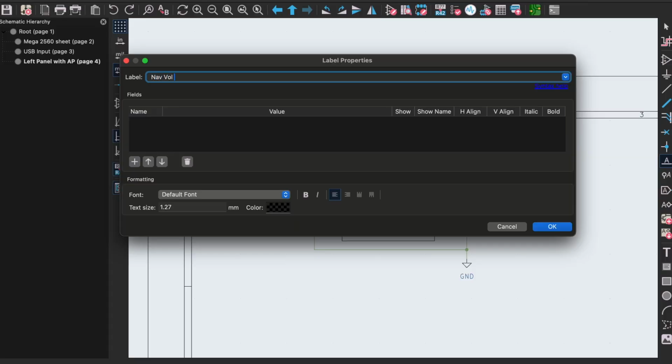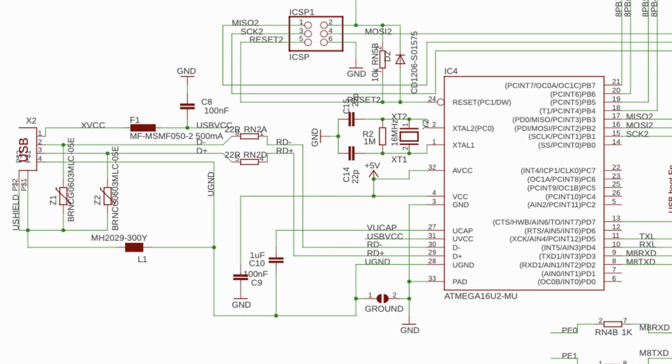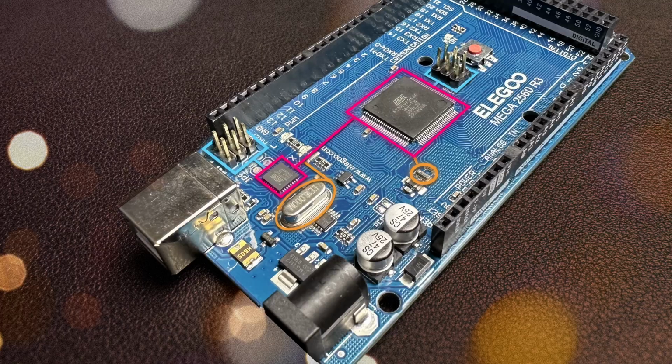Thanks for following along with this walkthrough of my custom G1000 project using the Arduino Mega. We've covered a lot, from the USB input circuit to ICSP programming, and how each component plays a crucial role in making the system functional and optimized.